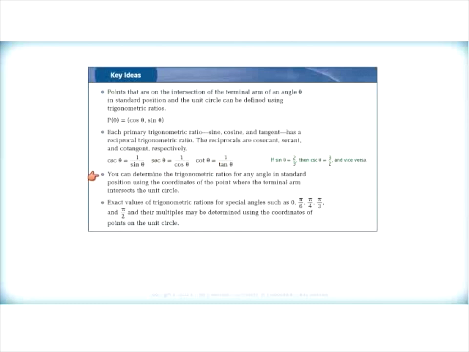You can determine the trig ratios for any angle in standard position using the coordinates of the point where the terminal arm intersects the unit circle, and the exact values of trig ratios for special angles, such as 0, pi over 6, 4 pi over 3, pi over 3, and pi over 2, and their multiples can be determined using the coordinates of the point on the unit circle. And that ends this lesson.